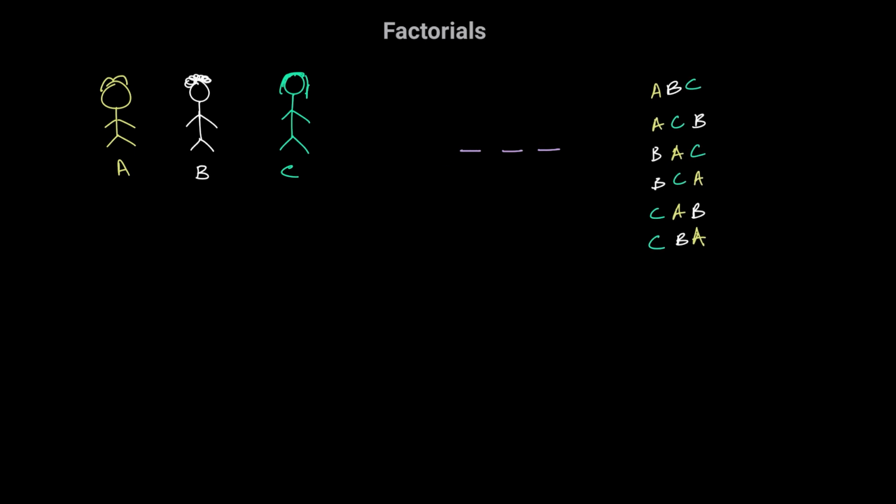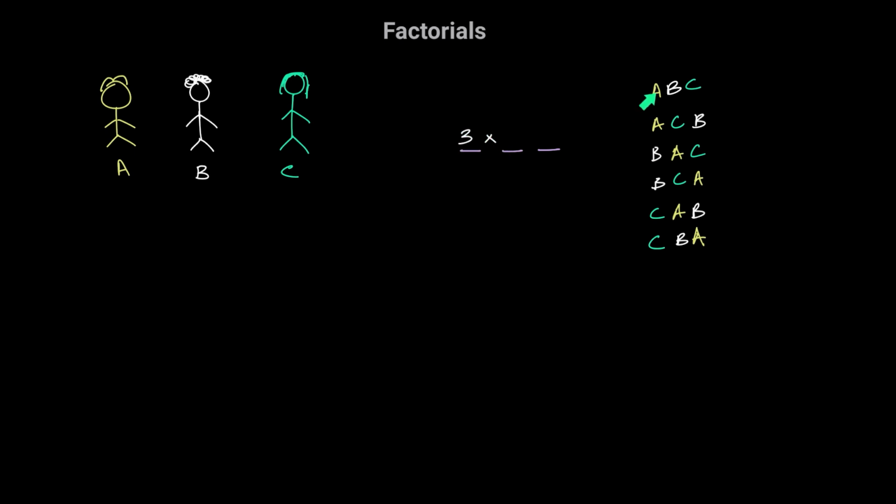Now another way to see this is that for the first position, for the leftmost position, I had 3 different options. I could start with person A, person B, or person C. For the second position, once I've chosen the first person, I have 2 options left. Once I have picked A, B, or C for the first position, that person can only be paired with 2 other people.